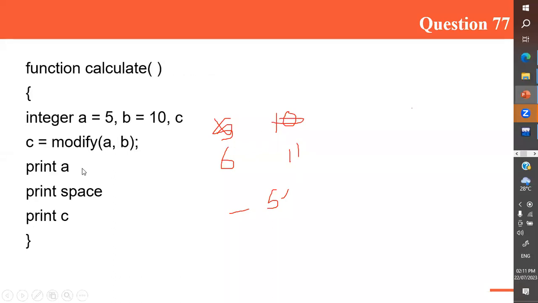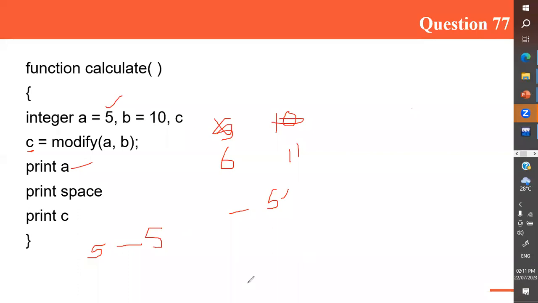Now in this, what is there? Print A. Now tell me, we modified y value, but did we modify the actual A value? Did we modify it? No. A value is still 5 only. So it will print A, which is 5. And then C value is something which is getting returned. That is nothing but minus 5. So what is the answer? 5 minus 5.